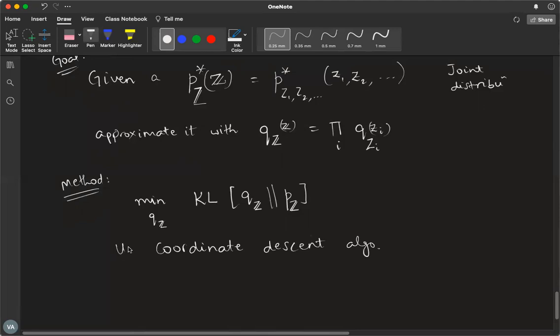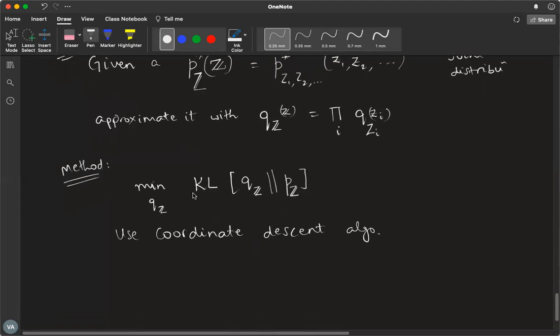So we will use coordinate descent. So what does this mean? One very easy solution would have been to just differentiate this function with respect to Q(Z) and find the minimum. You know that at the minimum your derivative is 0, right? Find the derivative, make it equal to 0, and you get the answer. But Z is multidimensional. It is difficult to do it that way.